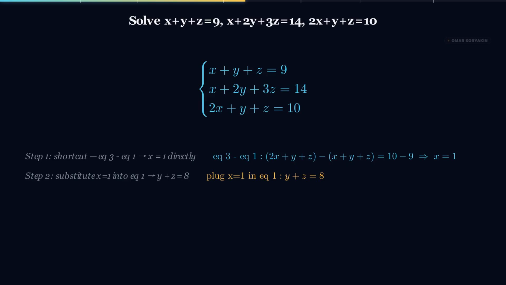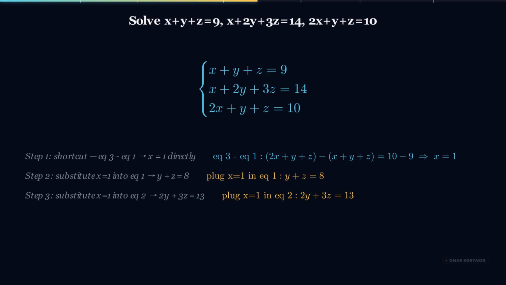Now substitute x equals 1 into equations 1 and 2 to get a two-variable system in y and z. Equation 1 becomes 1 plus y plus z equals 9, so y plus z equals 8. Equation 2 becomes 1 plus 2y plus 3z equals 14, so 2y plus 3z equals 13. Step 3. Solve the two-variable system. From the first reduced equation, y equals 8 minus z.